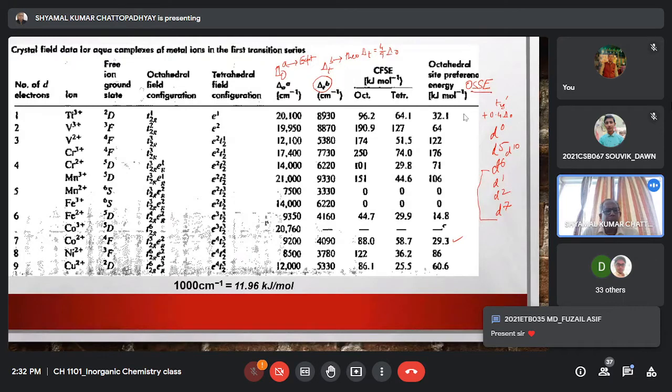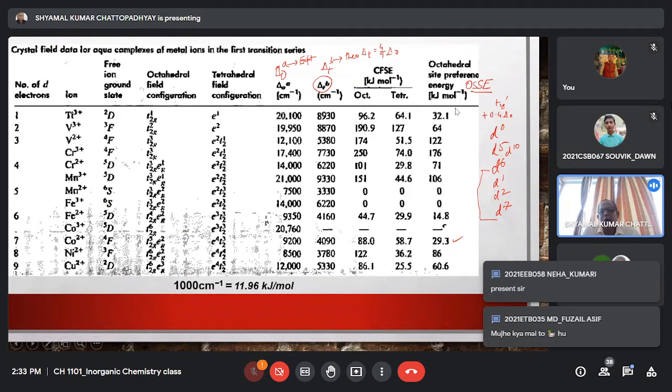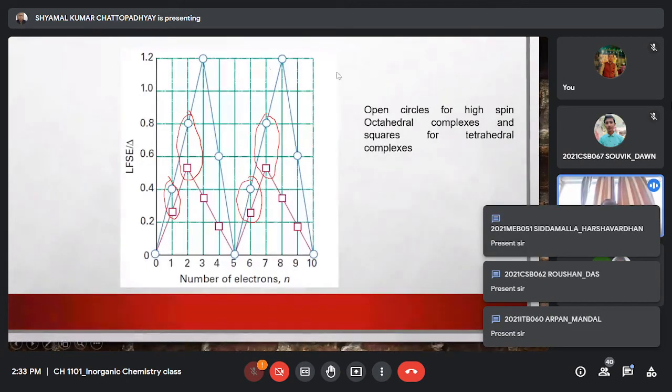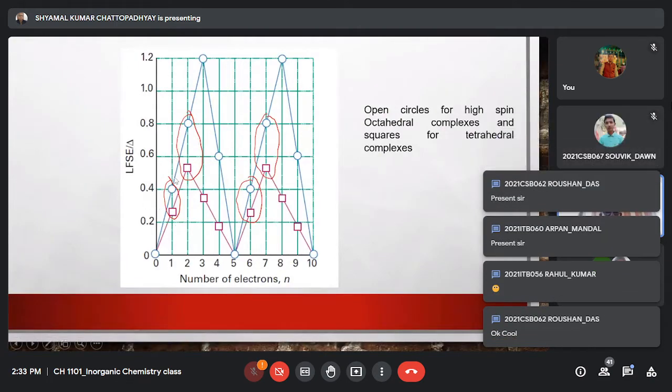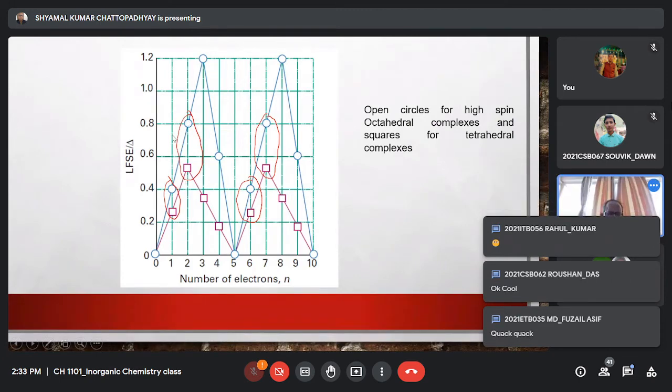metal ions. But remember, this table is only for the aqua ligand. So for each of the different ligands, we may form a different table, and there may be slight change from ligand to ligand. This table is valid for water as a ligand, right? And in this diagram also we have shown that for d1 we have a very small difference. d2 we have more difference.